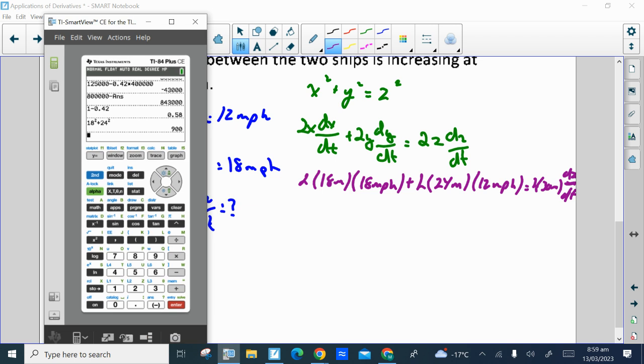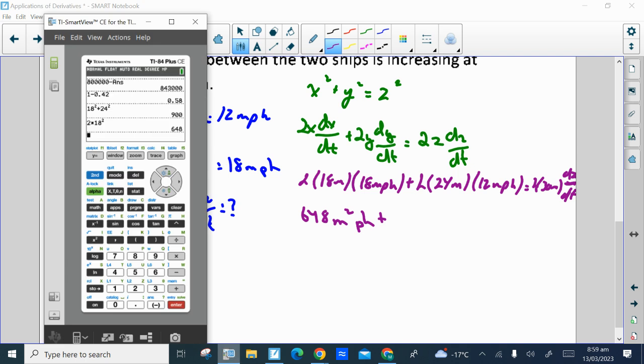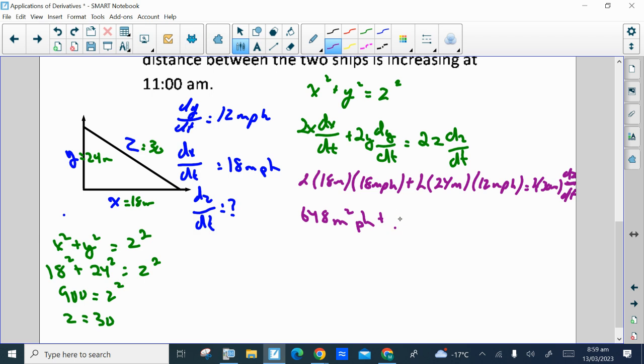So we've got 2 times 18 squared, 648. And that'll be miles squared per hour, plus 2 times 24 times 12, which is 24 times 24. I think that's 576, if I remember correctly. Yep. 576 miles squared per hour equals, on the right, 2 times 30 would be 60 miles dz by dt.